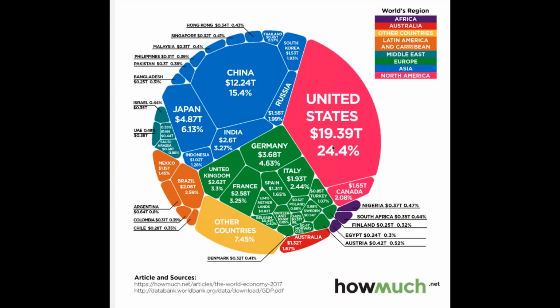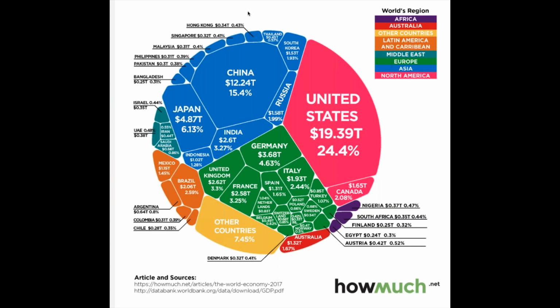The three main trading blocks in the world are: number one, the US, number two, China, and number three, Europe. So you can see that Europe, although a very large trading bloc, is A, smaller than the US, and B, nowhere near as unified as the 50 states of the US.